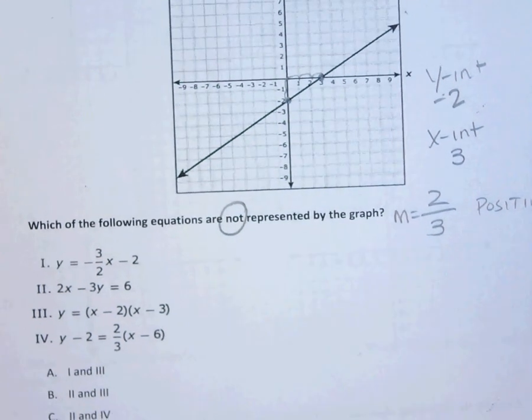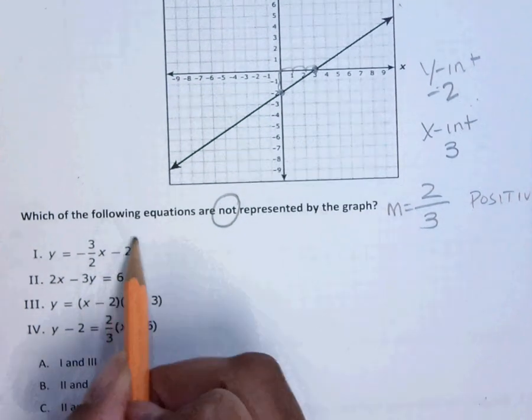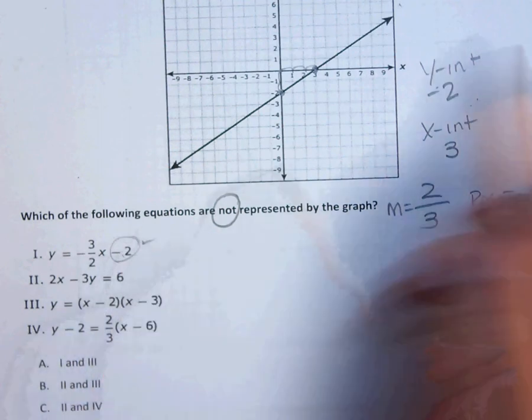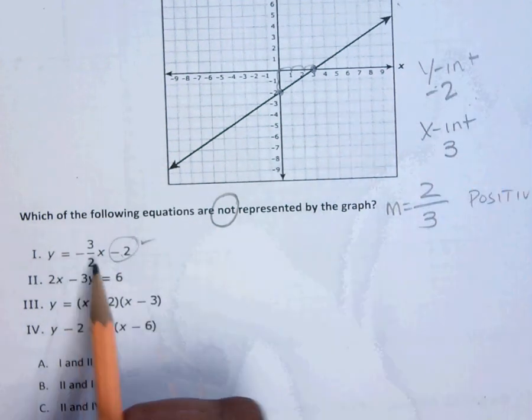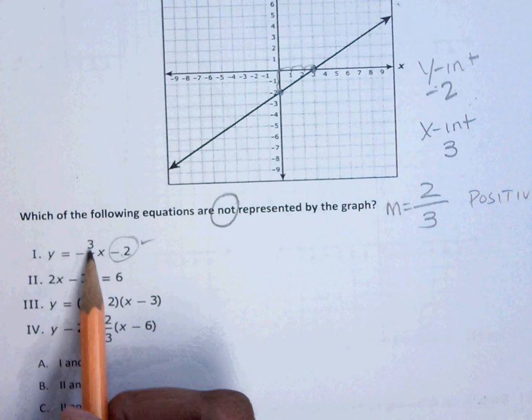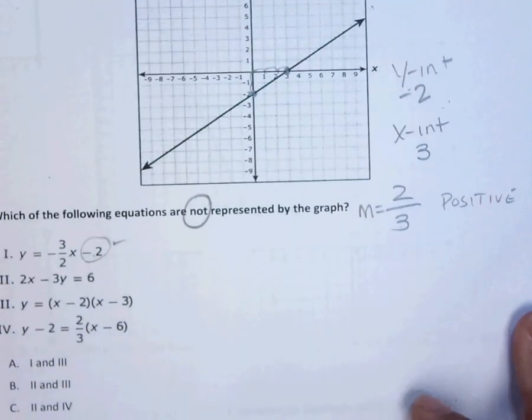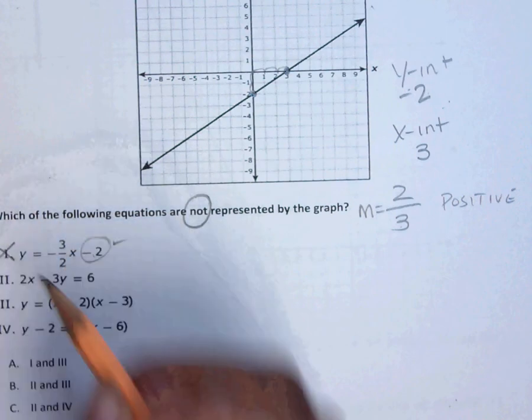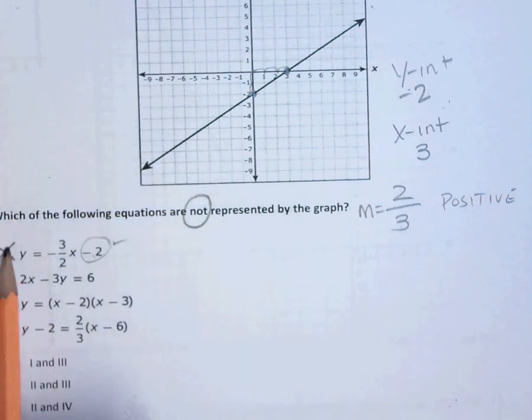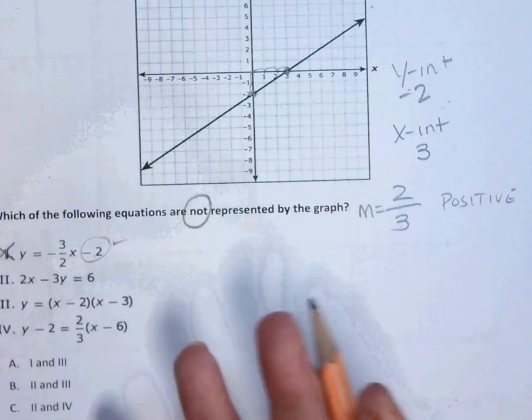So when we look at these choices, the y-intercept B is negative 2, so that's good. But the slope says negative 3 over 2, and I got a positive 2 over 3. So that means it cannot be A. That one does not represent the graph. So since it does not, that's one of my possible choices.